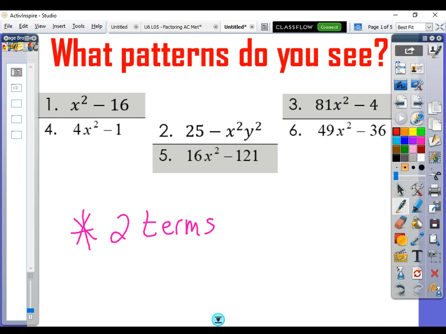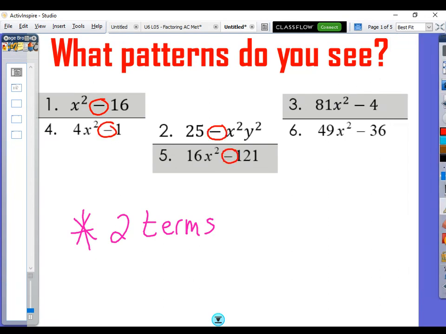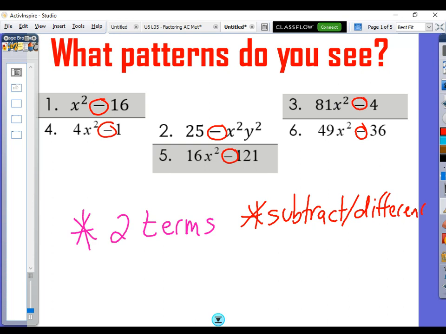The next thing I want you to notice is the operation. Hopefully you're saying that, oh, subtraction, subtraction, subtraction, subtraction, subtraction, subtraction. So subtraction has to be the operation. And if it's going to be subtraction, another word we use for that is we call it the difference. Okay, the difference. So difference means subtraction, right?